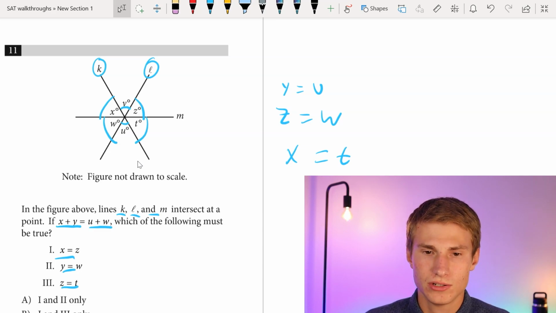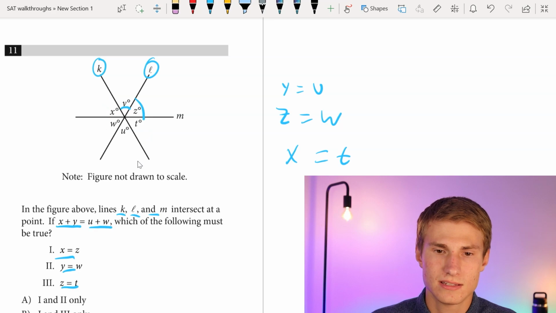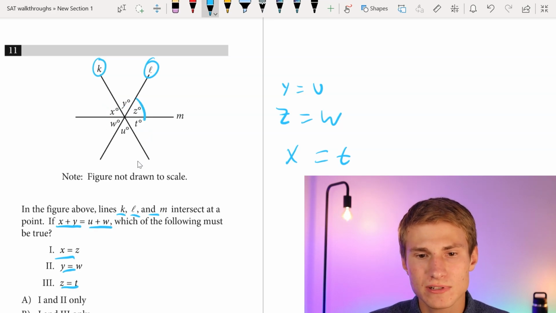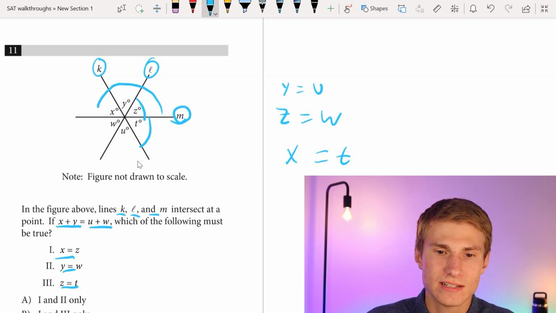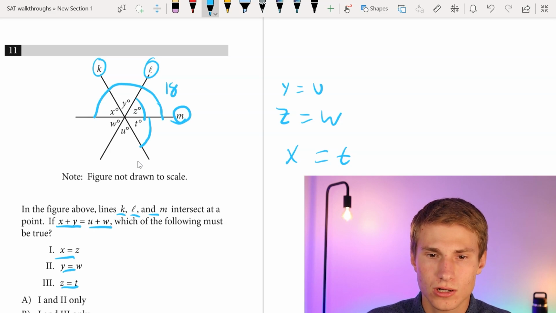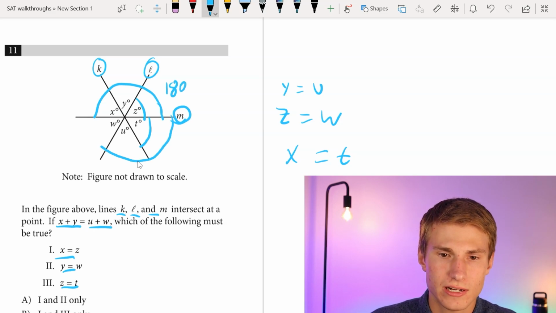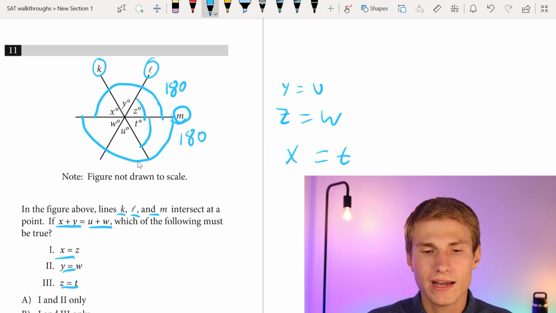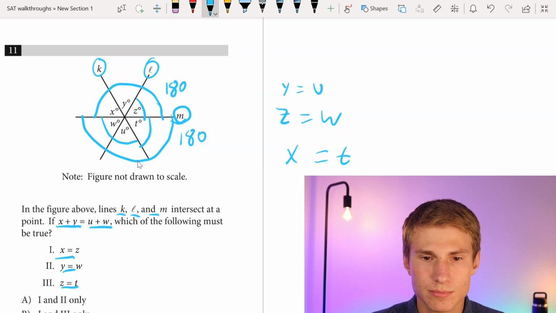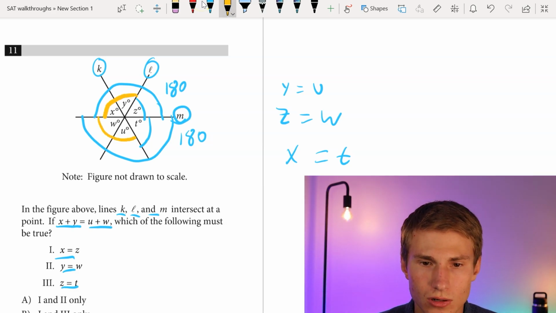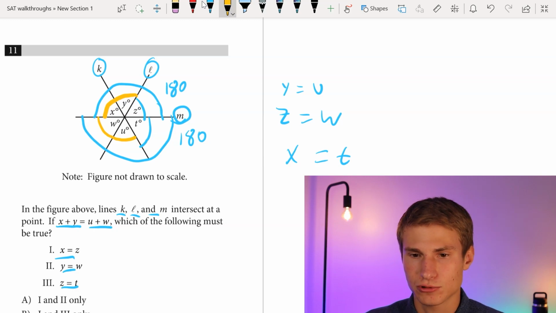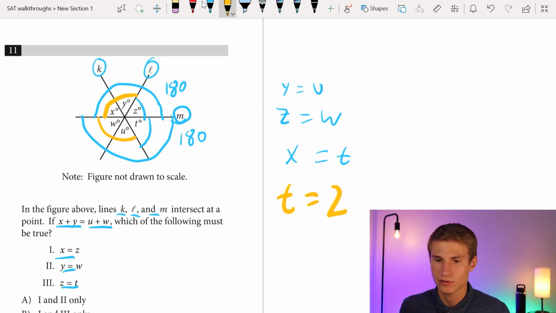Now, the next thing we want to do is recognize that z and t are going to equal each other. Why would z and t equal each other if they're not vertical angles? Well, if we look at line M, that's creating 180 degrees on each side of it. 180 degrees there, and then we're also going to have 180 degrees on this side. Now, keep in mind, if w plus u and x plus y are equal to each other, I'm going to mark those in orange. If x plus y is equal to w plus u, then t and z have to equal each other as well. So t has to equal z.